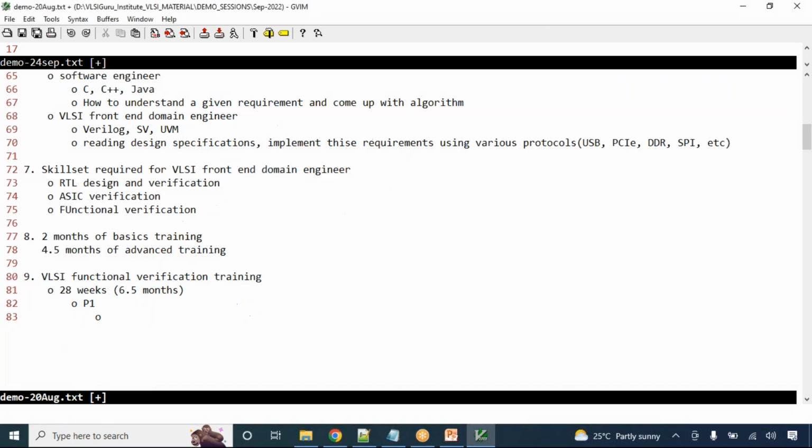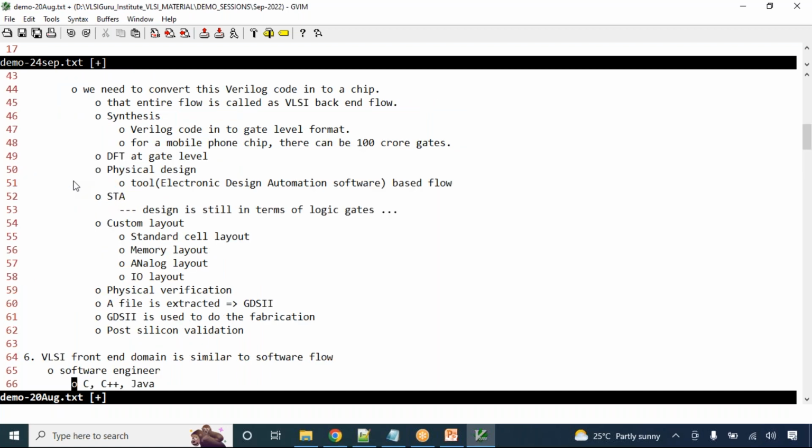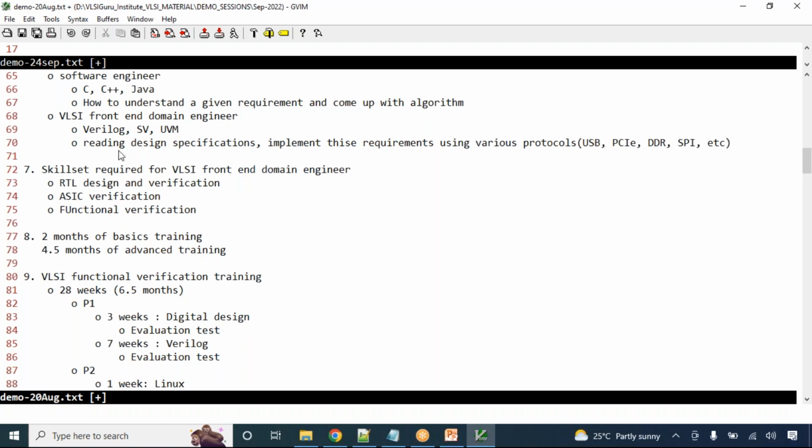So in summary, VLSI has two domains: front-end domain and back-end domain. Front-end domain is a more programming-oriented job, where you should also be good at reading the design specification, understanding the specification, and implementing those requirements using various protocols and languages. And you should implement that using Verilog and SystemVerilog.